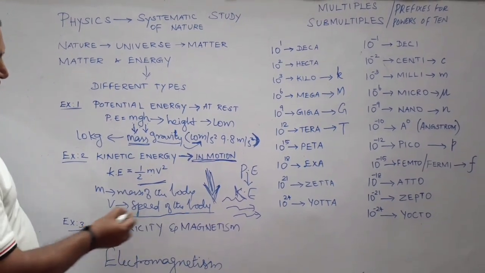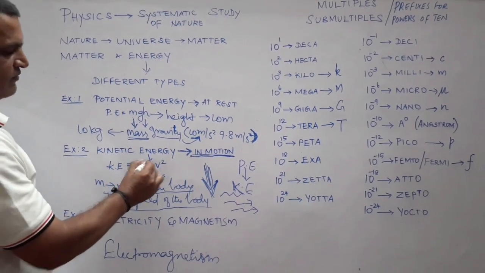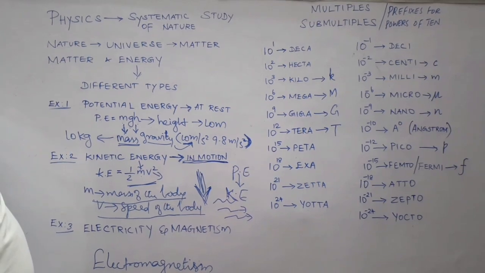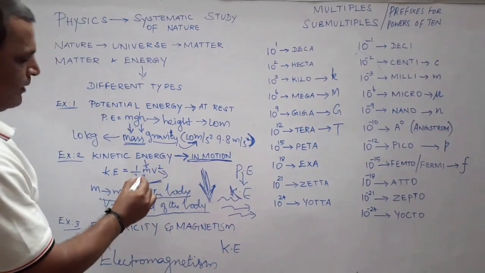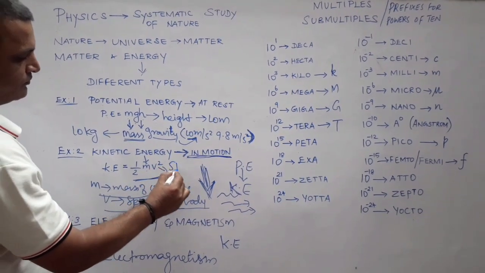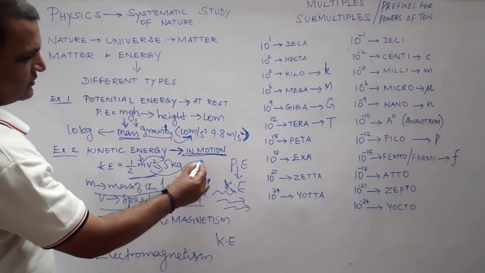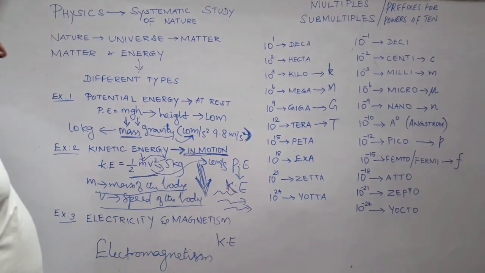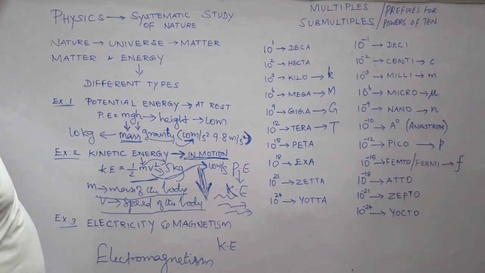Now related to this, we will solve a simple problem. If m is given and v is also given, you can simply calculate the kinetic energy of the object. So for kinetic energy here, let m be 5 kilogram. Let v be 10 meter per second, the speed with which the body is moving.